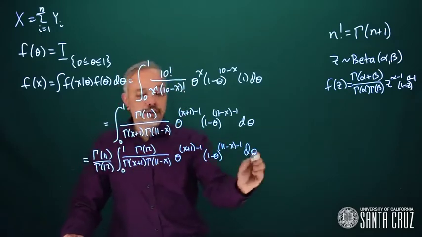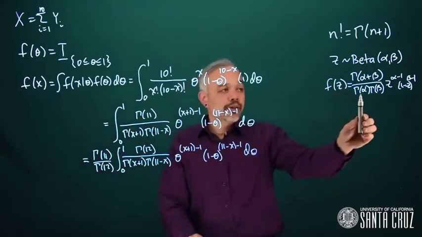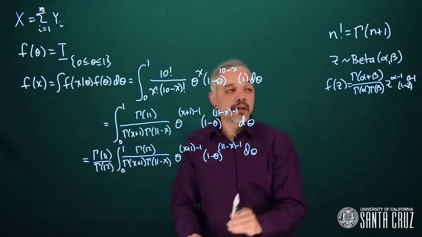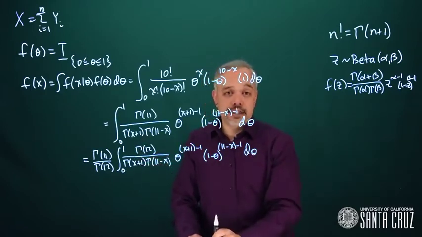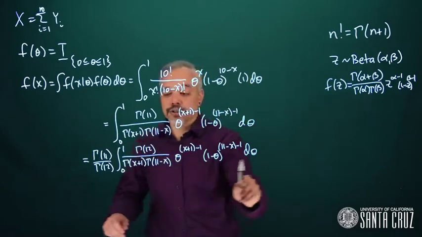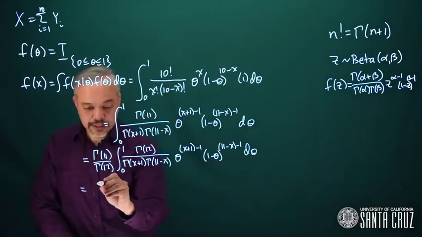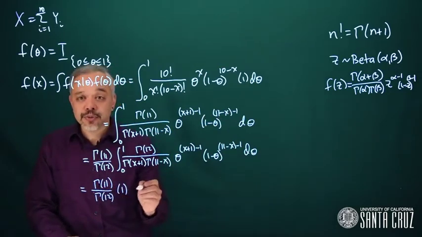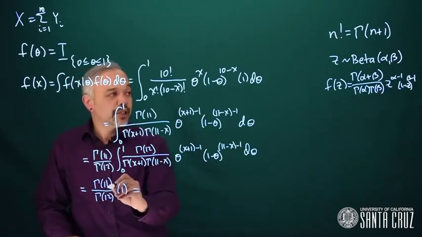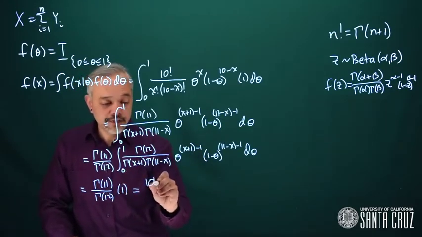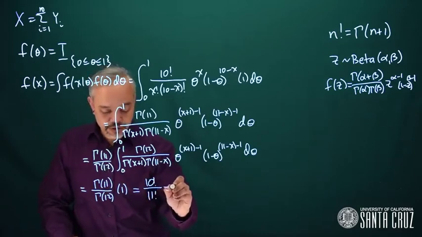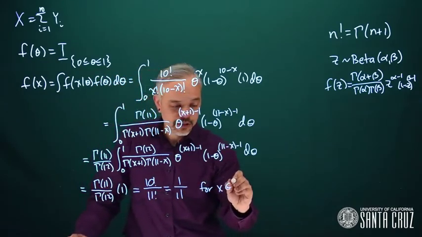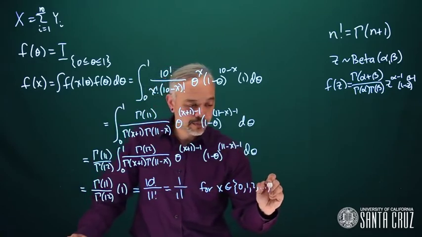Now what I have inside the integral here is exactly a beta density, where the alpha parameter is x plus 1, and the beta parameter is 11 minus x. Because it's a beta density, we know all densities integrate up to 1. So this whole integral here is just 1. So we can write this as gamma of 11 over gamma of 12 times 1. Much easier way to do integrals. And then switching back to a factorial notation, gamma of 11 is 10 factorial, gamma of 12 is 11 factorial. So this whole thing simplifies to 1 over 11 for possible x values of 0, 1, 2, and so on up to 10.